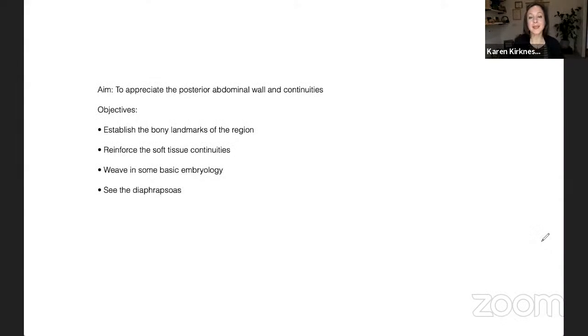We'll start with establishing our aims and objectives. So our aim is to appreciate the posterior abdominal wall and its continuities. We'll establish the bony landmarks of the region, reinforce the soft tissue continuities, and we'll also weave in some of the basics of the embryological journey of these tissues. And Joanne, I'm going to just send this over to you for the last point. The Diaphragm Psoas, which is a term I made up as a question, not as a statement.